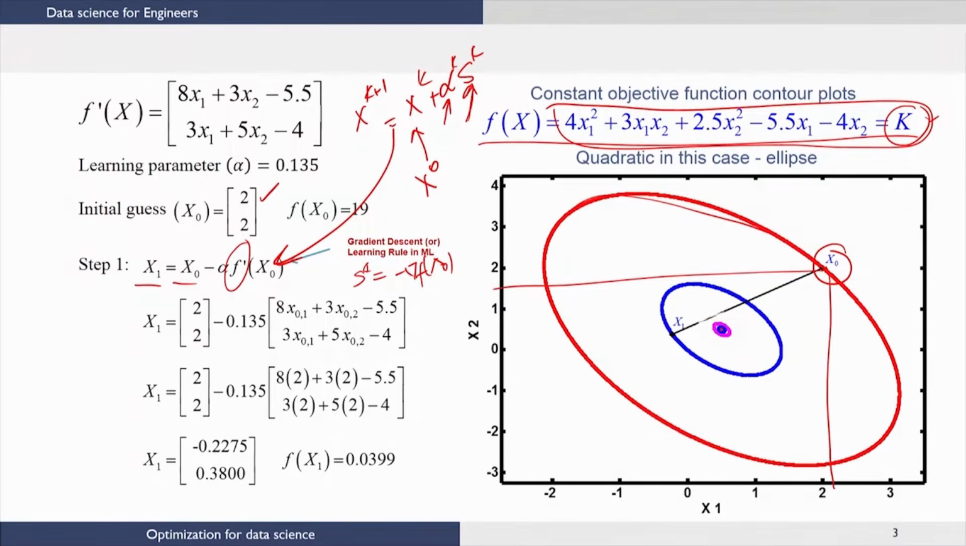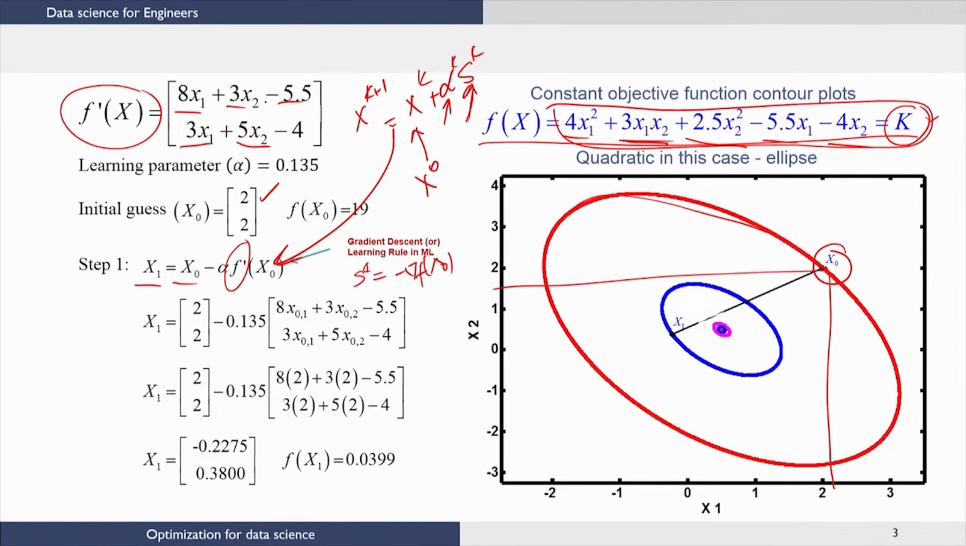So, just to illustrate the idea of how an optimization approach works, we are going to pick some alpha here, which we have picked as 0.135. There is a way in which you can automate this, and here we are just using this number. Now, if I take grad of f, so when I differentiate this function with respect to x 1, I will get from this term 8 x 1, from this term I will get 3 x 2, and from this term I will get minus 5.5. So, dou f dou x 1 is going to be this term, and dou f dou x 2, I am going to get 3 x 1 from this term, 5 x 2 through this, and this minus 4 I am going to get from here. So, this is dou f dou x 2. So, that is your f prime or grad of f.